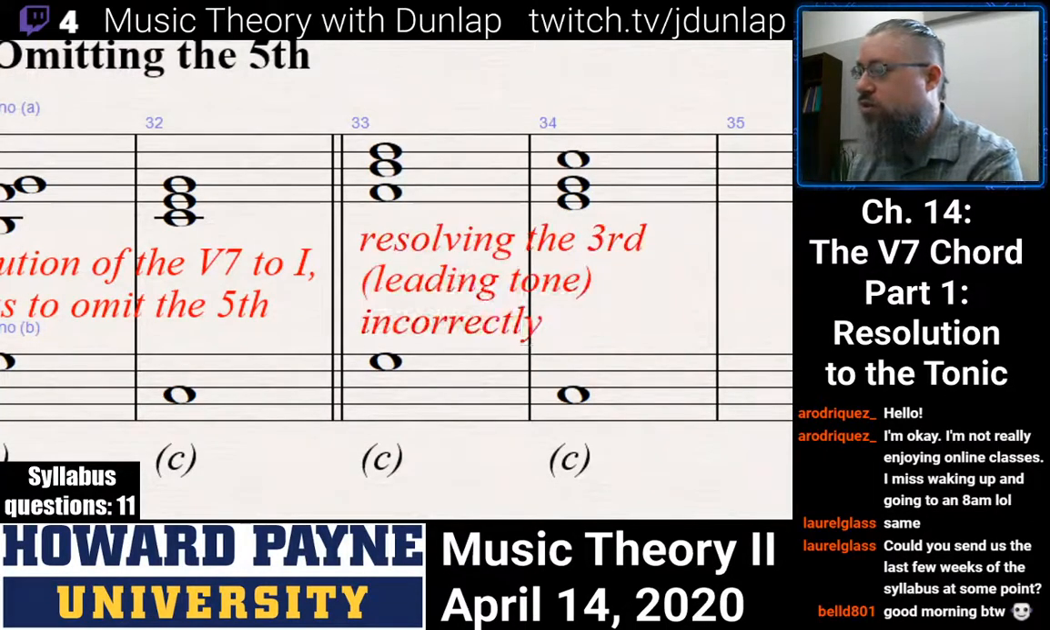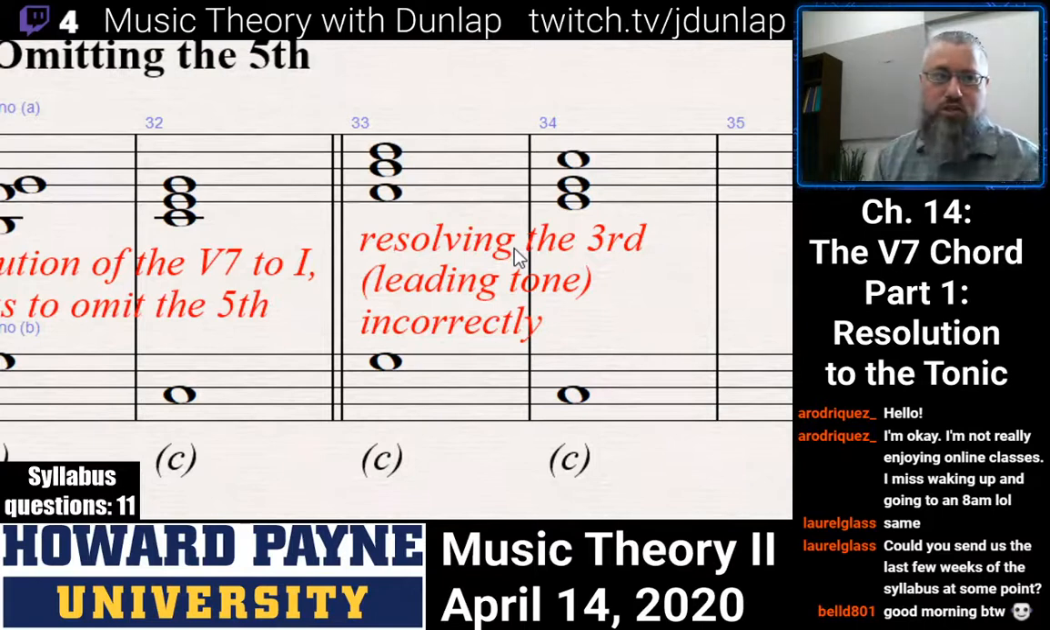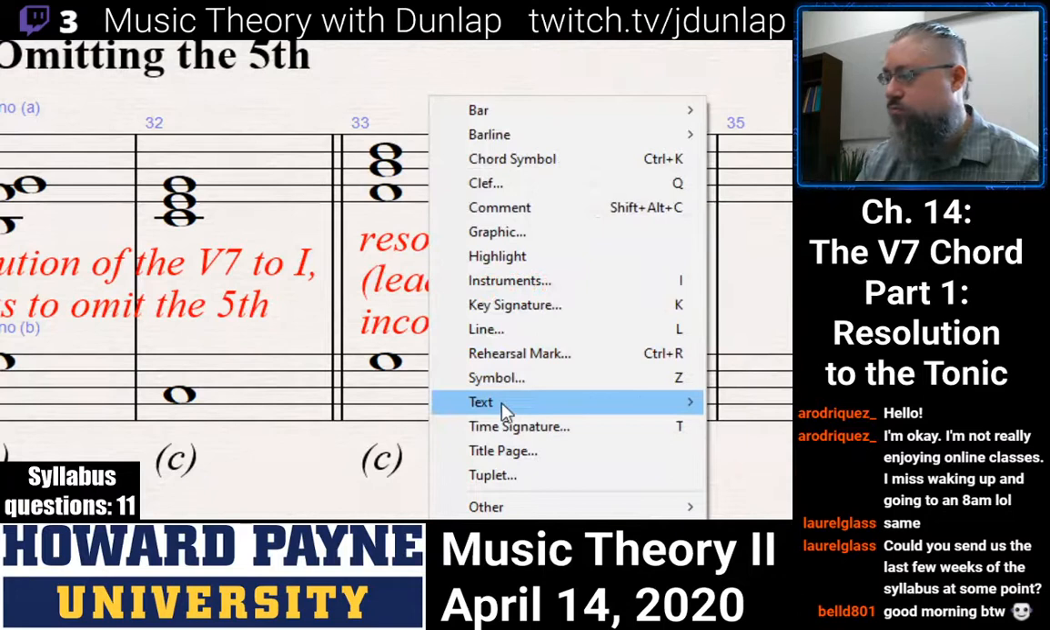We're resolving the third incorrectly to achieve a complete voicing of the tonic triad, because that G right there was only going to happen if we had a G over here. Remember that? Scale degree 5 was only going to happen if we had it over here as well. And that could only happen if we omitted the fifth. But if we omit the fifth, we end up with an incomplete voicing. So what we do is we lead to this G via an incorrect resolution of the leading tone, otherwise known as frustrating the third. Or frustrating the leading tone.